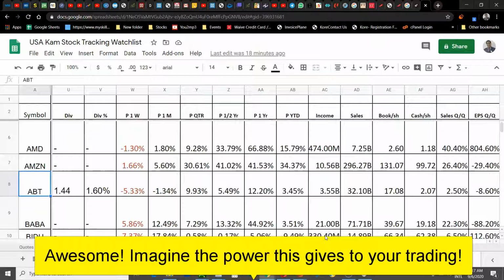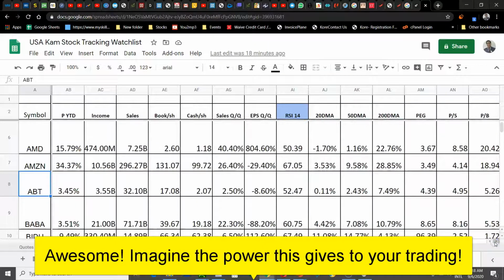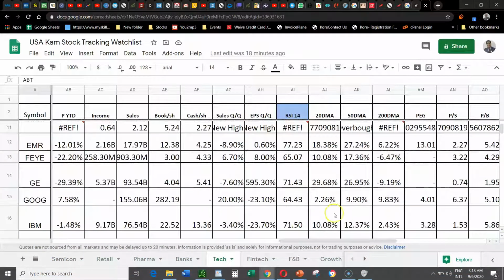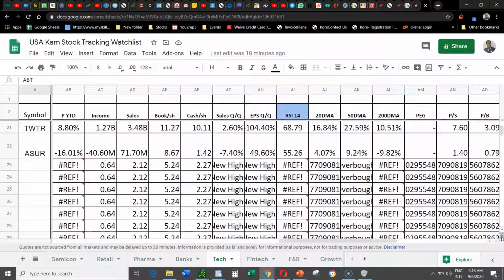I have then brought in other technical and fundamental analysis parameters that help us take a decision, right? What has been the income of this company? What is the sales? The book per share value, cash per share value, sales on quarter, all right, and then also the moving average for last 200 days, 20 days, 50 days, RSI, and stuff like that. So we all know that if the RSI is above 70, 80, then it's overbought like these. If the RSI is near its 20s, then it's low.